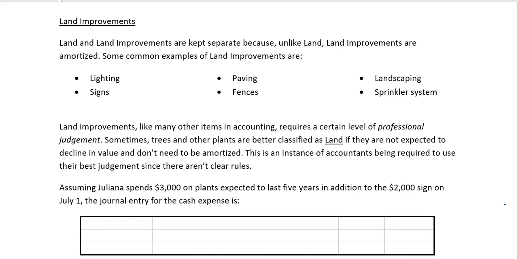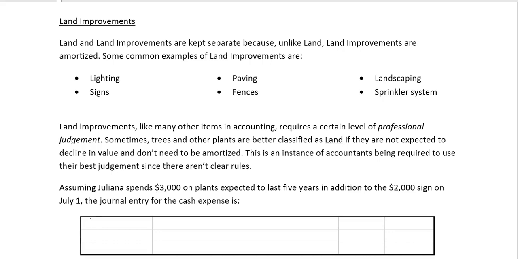Assuming Juliana spent $3,000 on plants expected to last 5 years, in addition to a $2,000 sign on July 1st, the journal entry for the cash expense is. So the big hint here is 5 years. It's not a long period of time, say like a tree, which might last a whole lifetime or longer. Because it's a short-term thing, we're going to treat it as land improvement. So we're going to bundle up the sign and the plant into one account called land improvement.